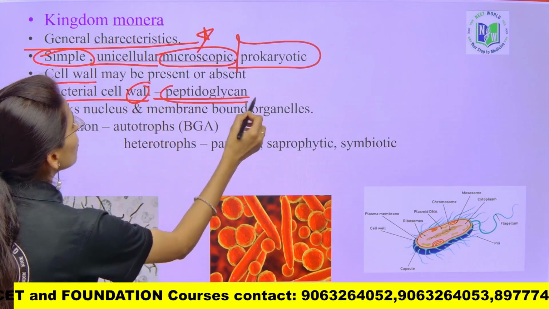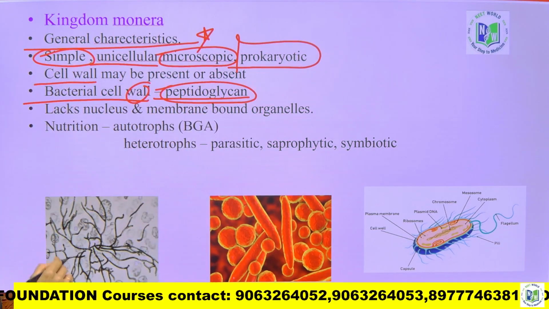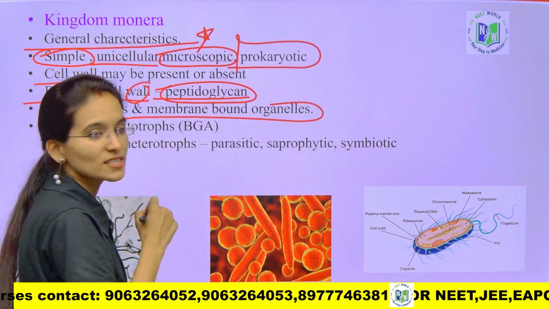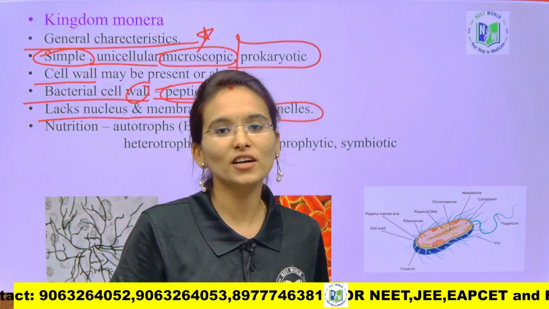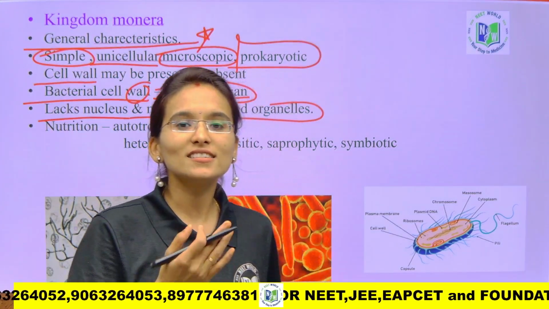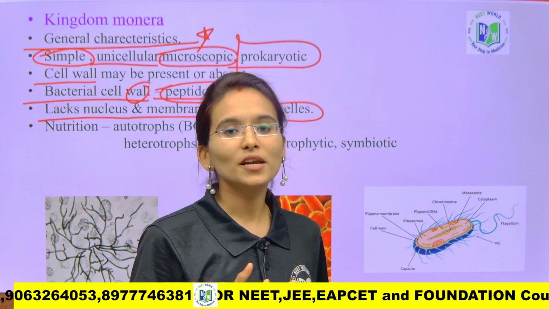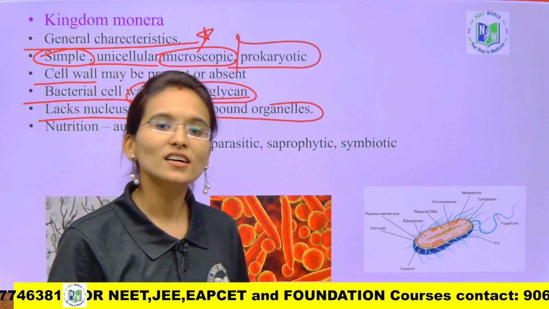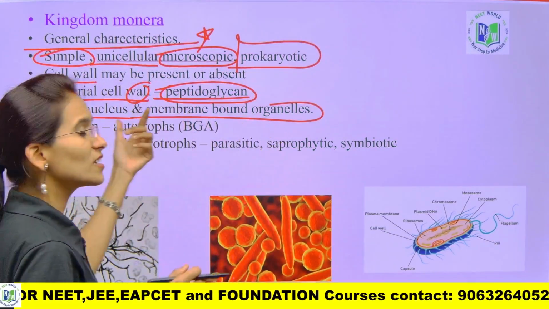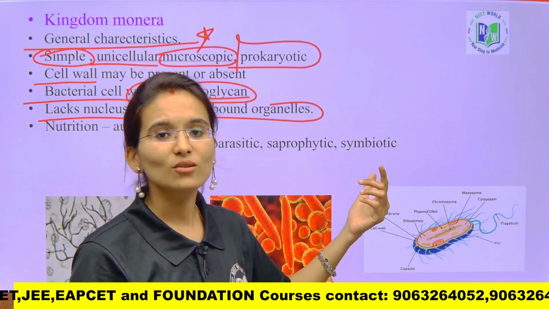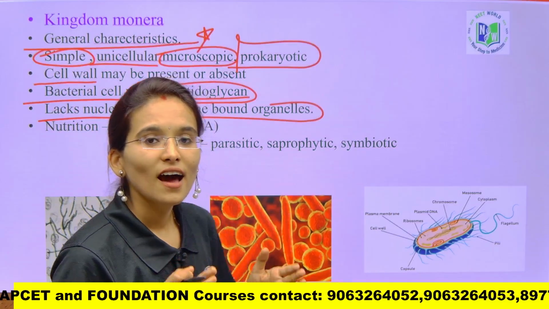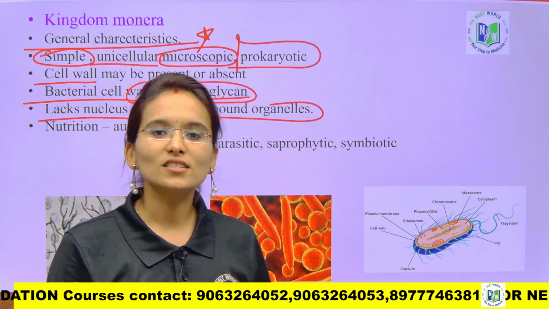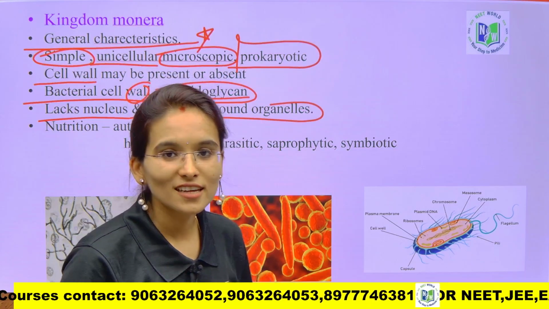So, the bacterial cell wall is made up of peptidoglycan, and it lacks a nucleus and membrane bound organelles. As we call the Kingdom Monera organisms prokaryotic, hence they are not going to possess any membrane bound organelles. They are not going to possess any single or double membrane bound cell organelles. So, all the cell organelles like mitochondria, nucleus, chloroplast, these all are going to be absent. The body of the organism is simple, it is not going to contain any complexity in nature.